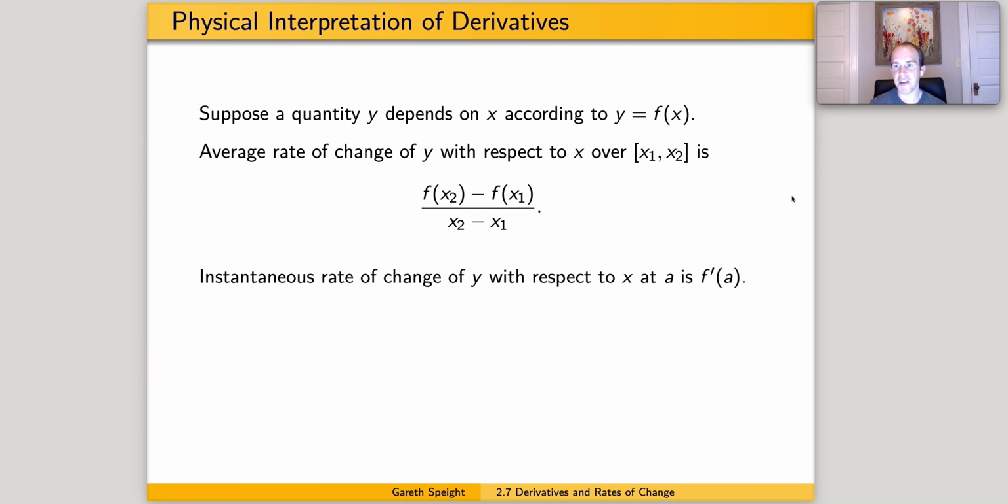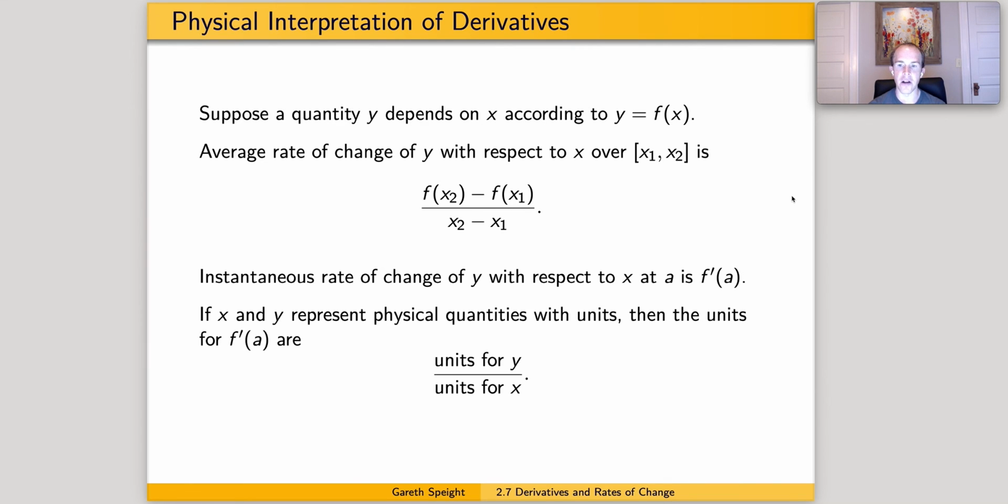And then, okay, if these are supposed to be physical quantities, then they probably come with units. So, if you're doing physics, I know they care a lot, or maybe engineering also, they care a lot about what the units are. So what would the units for this be? Well, based on the computation, it should be the units for y divided by the units for x. So the units for the derivative are units for y divided by units for x. And okay, that makes sense, right?